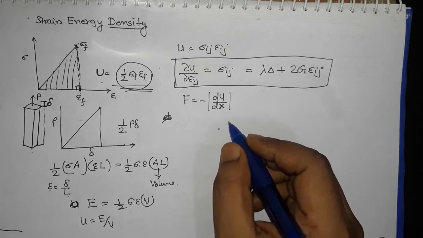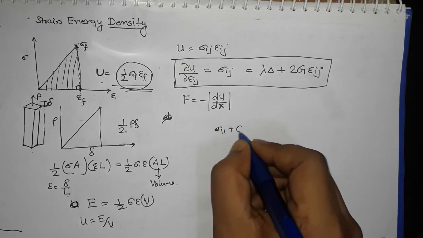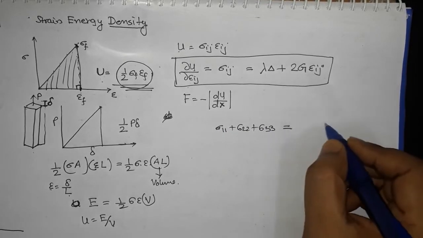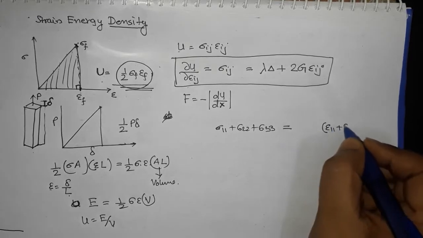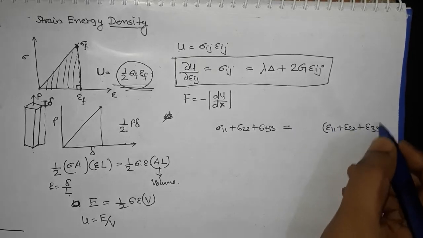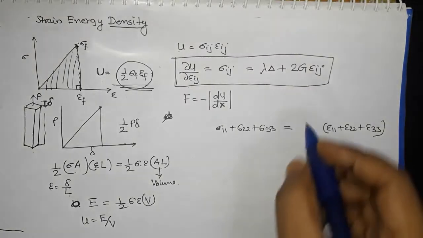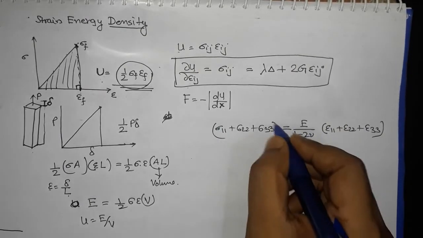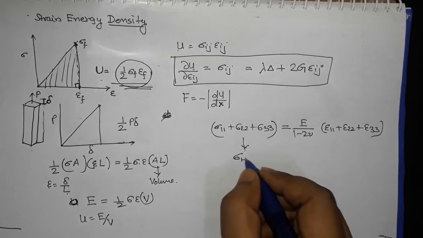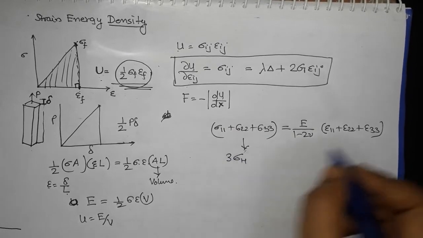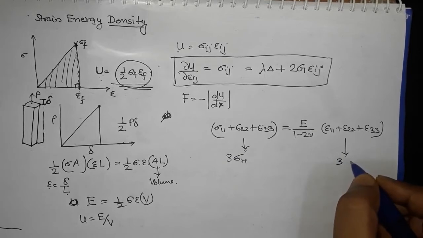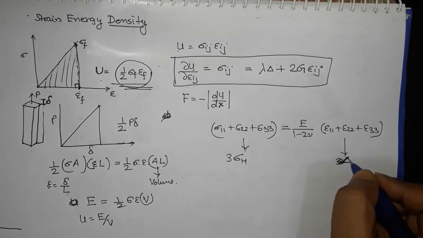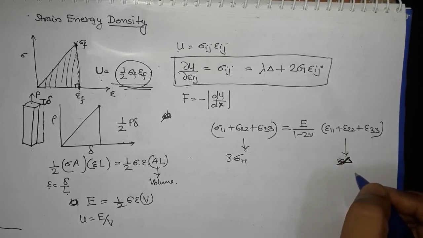So what was the relation between sigma 1 1 plus sigma 2 2 plus sigma 3 3 equals some multiplier into epsilon 1 1 plus epsilon 2 2 plus epsilon 3 3? And if you remember, this multiplier was E by 1 minus 2 mu, right? So what is this? This is hydrostatic stress. What is this? This is 3 into hydrostatic stress. No, this is volumetric stress. There is no 3 here. Okay.